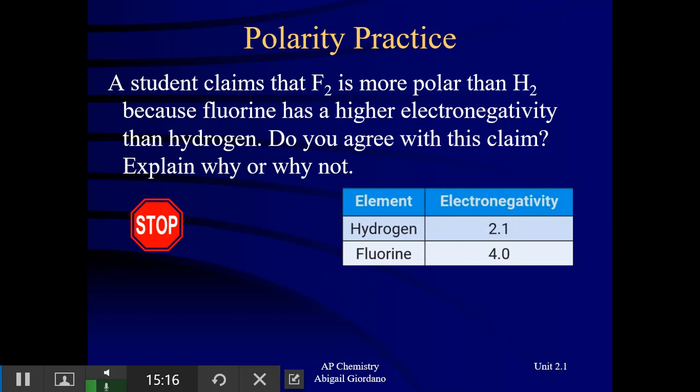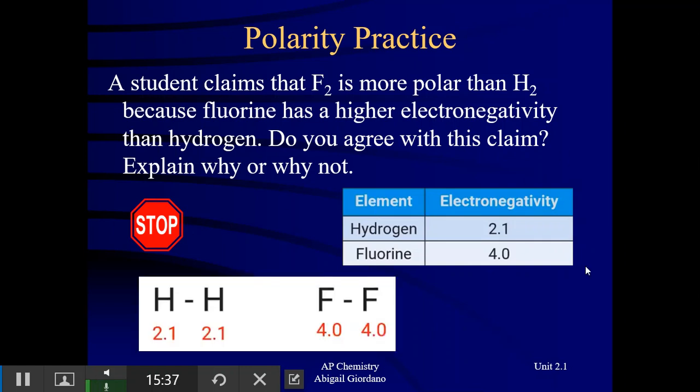All right, in a question like this, where you're asked, do you agree with this claim? You first need to actually answer the question. Yes, I agree, or no, I disagree. And I hope your answer was that you disagree with this statement. Then you have to explain why.